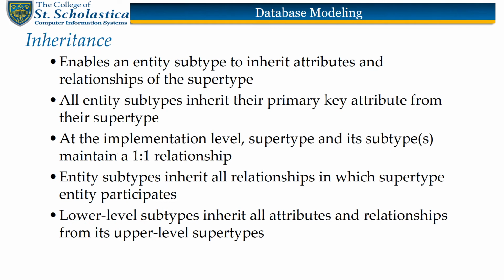The property of inheritance enables an entity subtype to inherit the attributes and relationships of the supertype. As discussed earlier, a supertype contains attributes that are common to all of its subtypes. In contrast, subtypes contain only the attributes that are unique to the subtype. One important inheritance characteristic is that all entity subtypes inherit their primary key attribute from their supertype. At the implementation level, the supertype and its subtypes depicted in the specialization hierarchy maintain a one-to-one relationship.